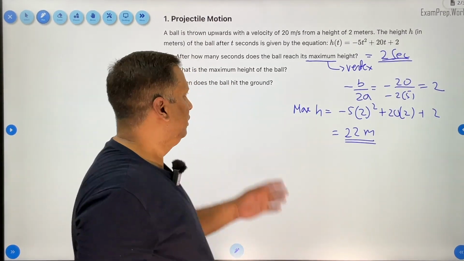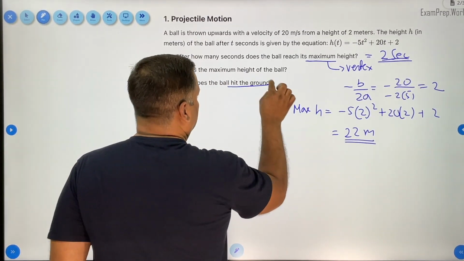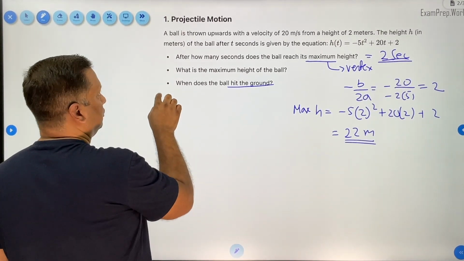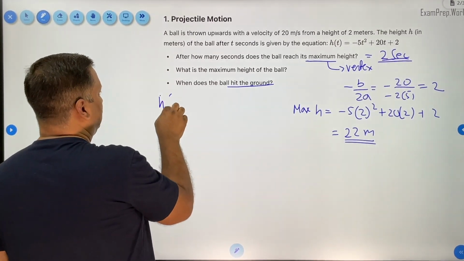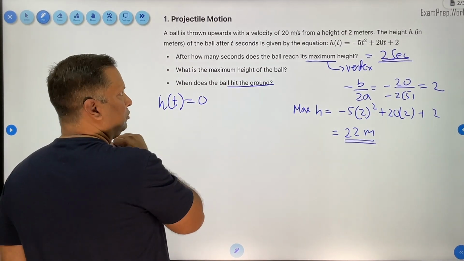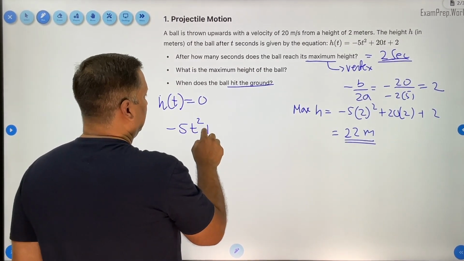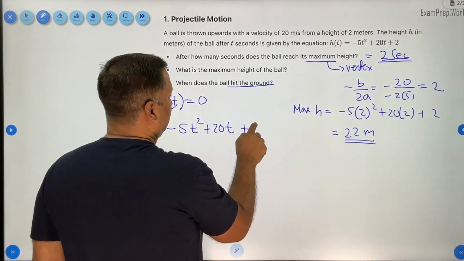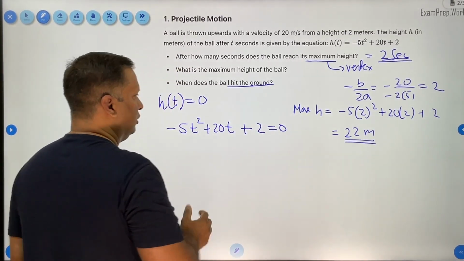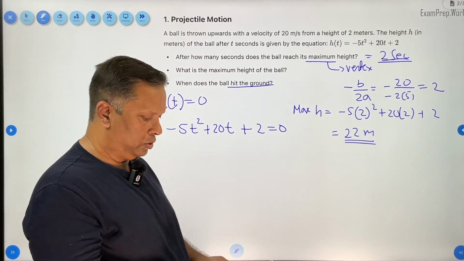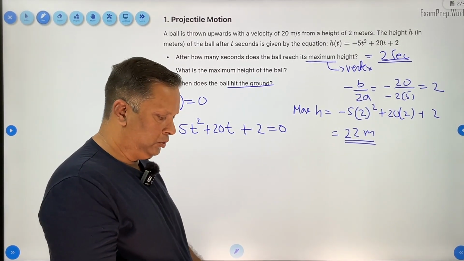When does the ball hit the ground? Third question. At ground level, what is the height? Height is 0. So that means h of t is 0. So we can write the function minus 5t squared plus 20t plus 2 equal to 0. Using the quadratic formula, you will get two values of t. I will use the calculator here.